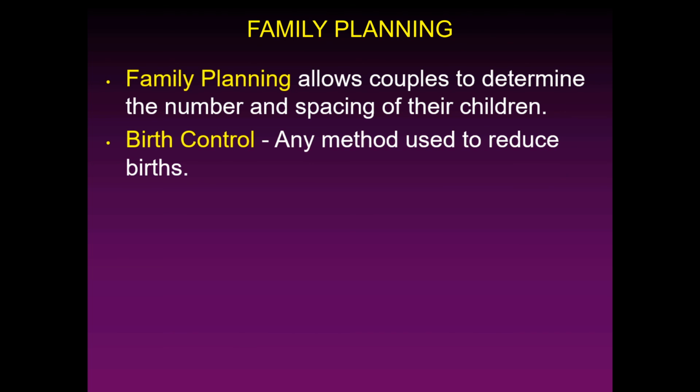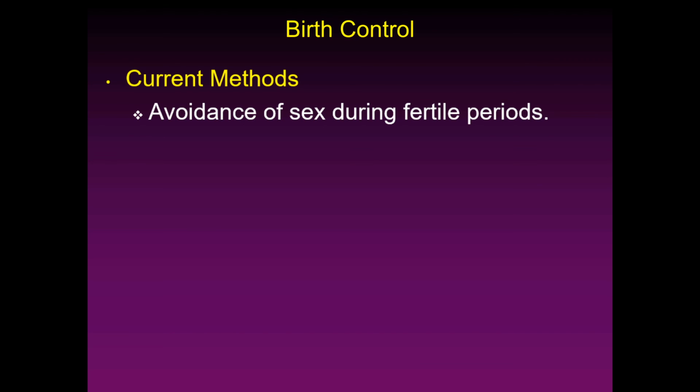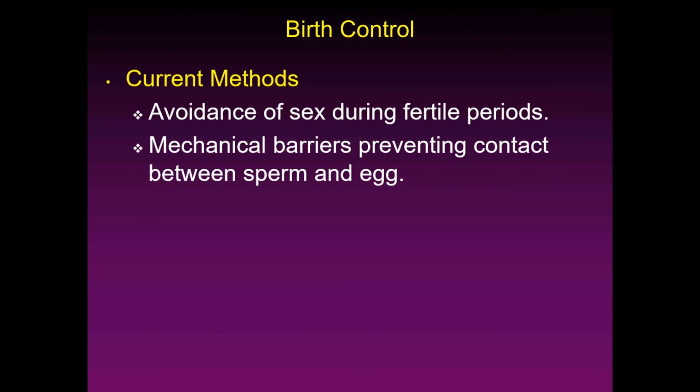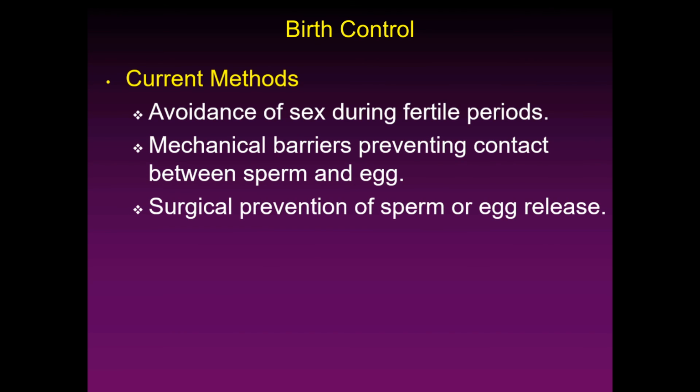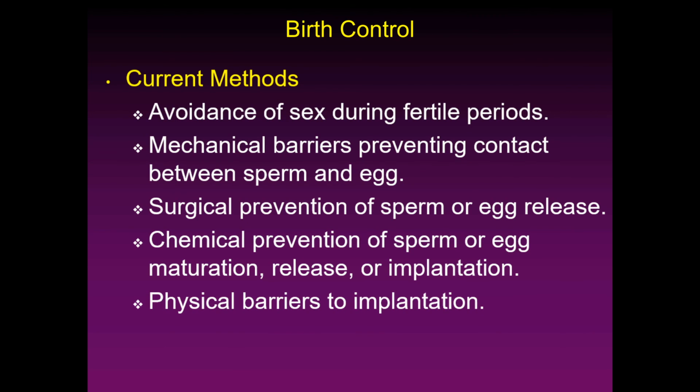So birth control is any method used to reduce births. Traditional methods: long breastfeeding, taboos against intercourse while breastfeeding, celibacy, folk medicines, abortion, infanticide. And then current methods: avoidance of sex during fertile periods, mechanical barriers to prevent contact between sperm and egg, surgical prevention of sperm or egg release, chemical prevention, physical barriers to implantation, and abortion.